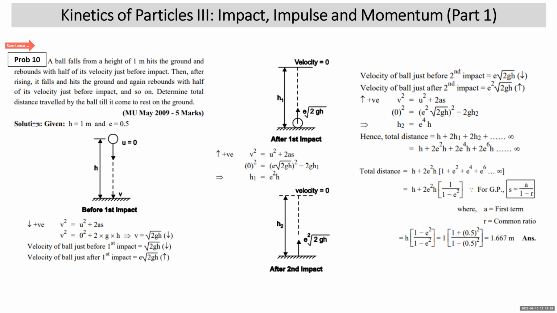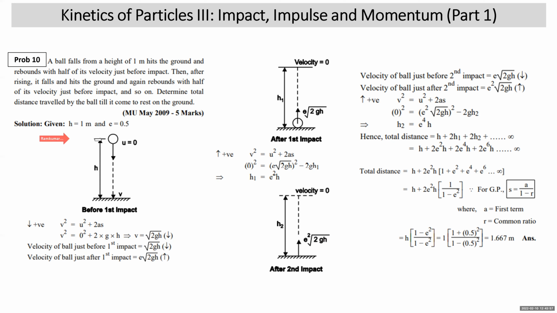Now let's understand the sum. A ball falls from the height of 1 meter, hits the ground and rebounds with half of its velocity just before impact. That means e is 0.5. That means the velocity of the ball is changing to half, which is possible only when e is 0.5. Then after rising, it falls, again hits the ground, again rebounds with half of its velocity. That means after the second impact also e is the same, that is 0.5, and so on. Determine the total distance traveled by the ball till it comes to rest on the ground.